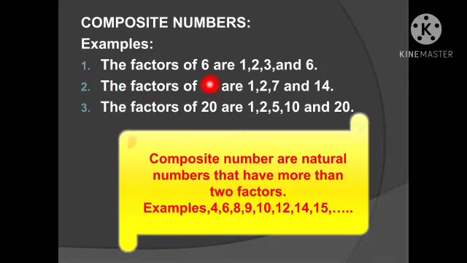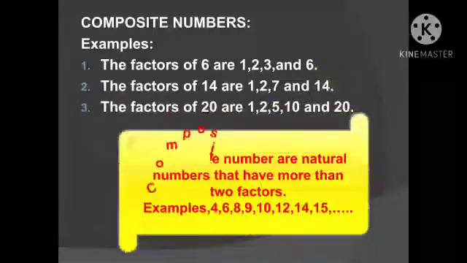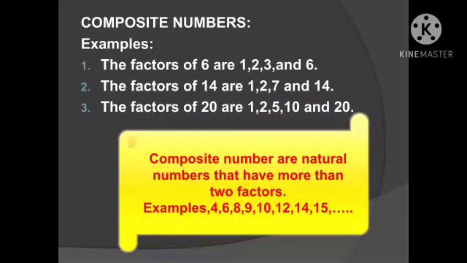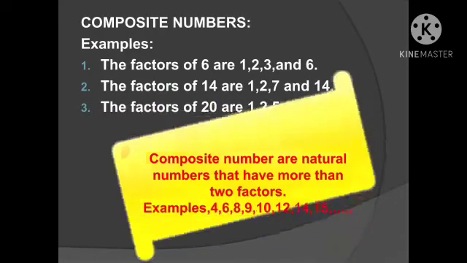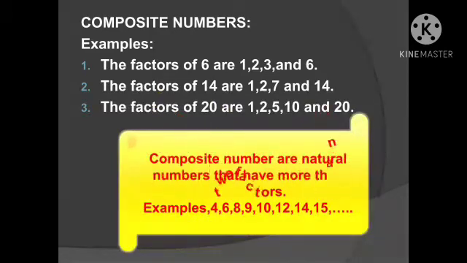The factors of 6 are 1, 2, 3 and 6. See, the number 6 has more than two factors. The factors of 14 are 1, 2, 7 and 14. 14 has more than two factors. And similarly for the number 20 also. The factors of 20 are 1, 2, 5, 10 and 20. Composite numbers are natural numbers that have more than two factors. Examples: 4, 6, 8, 9, 10, 12, 14 and 15.